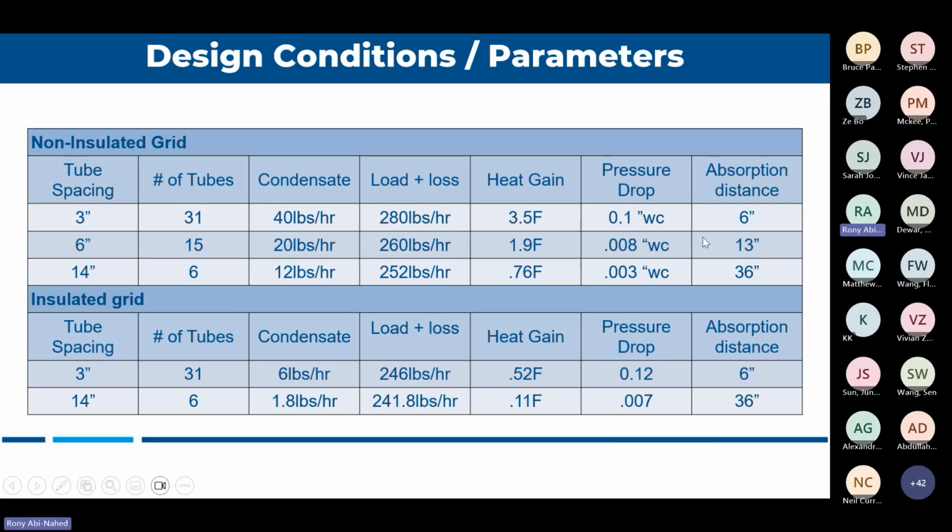Now, if you told me you want 6 inches, for me to be able to give you 6 inches, I need to give you 31 tubes instead of 6 tubes. So as a first cost, it's costing your customer way more money. And the worst is the running cost, because now instead of condensing 12 pounds per hour, you're condensing 40 pounds per hour, because you have many more tubes running steam into it and condensing.